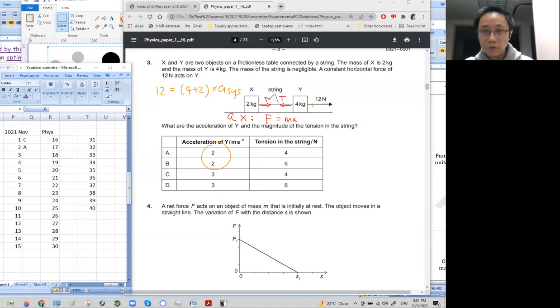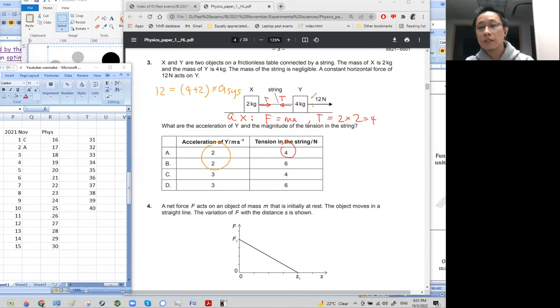So the only force acting on x, well, the only horizontal force acting on x, is tension itself. So therefore, T, which is what you're trying to find, would equal the mass of x, which is 2, multiplied by the acceleration, which was previously found to be 2. Therefore, it should be 4.